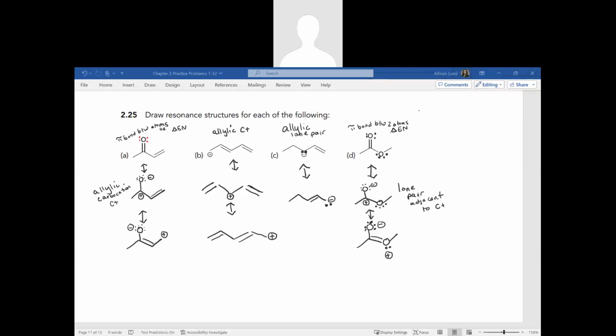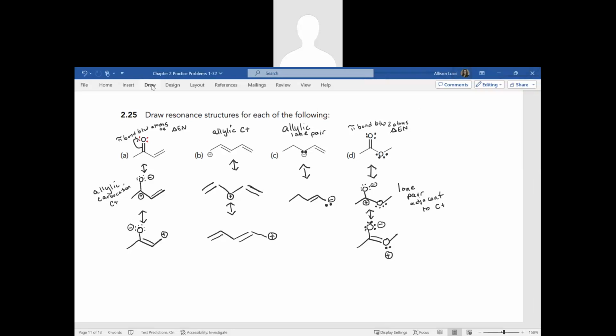So in structure A here, we see a pi bond between two atoms of differing electronegativity. So that's the oxygen and the carbon from the carbonyl. So what we should notice is that the electrons in the pi bond move to the oxygen here, and then we have this structure in the middle.